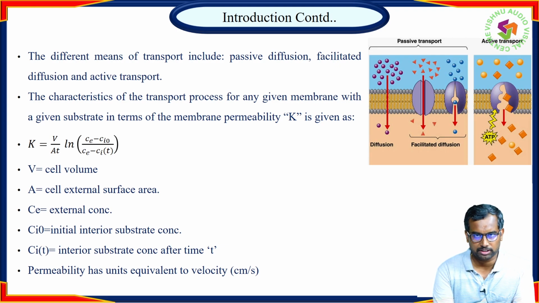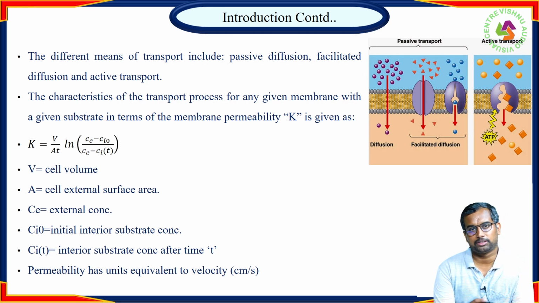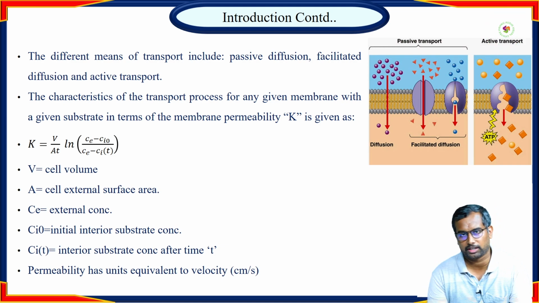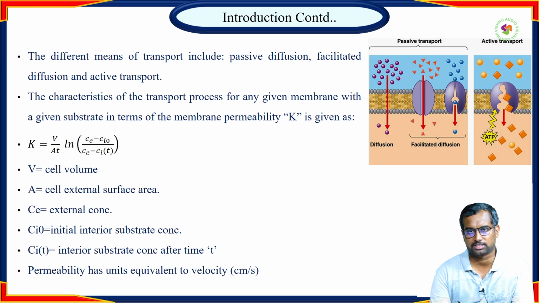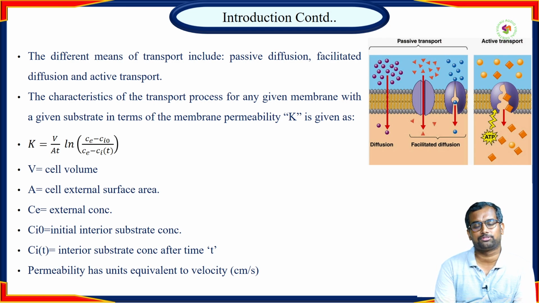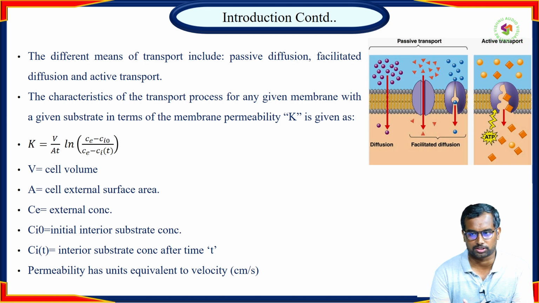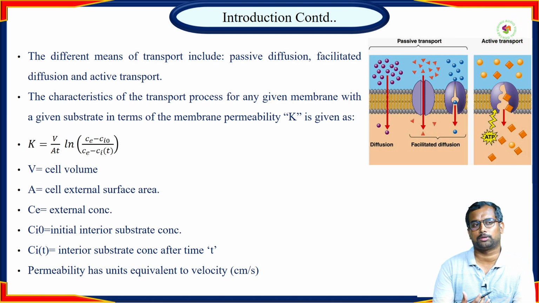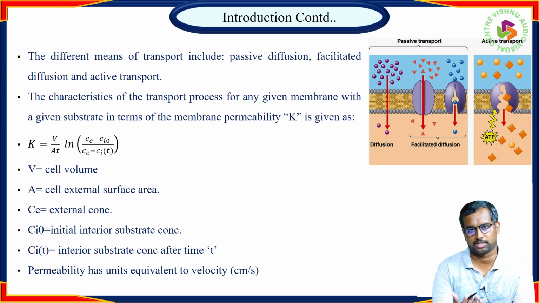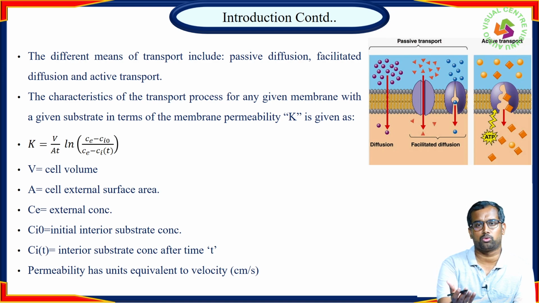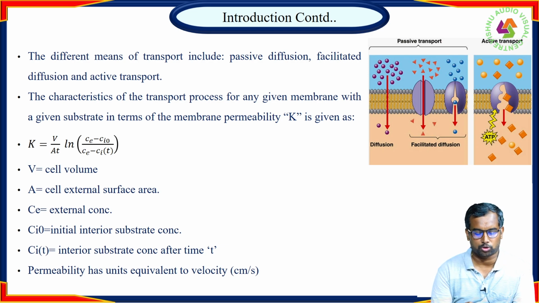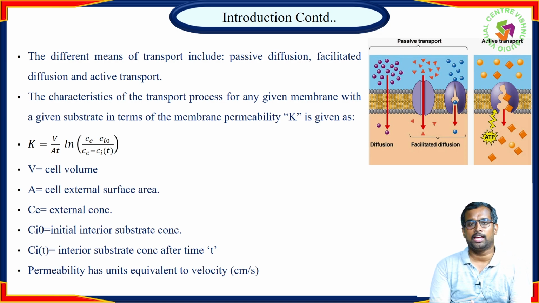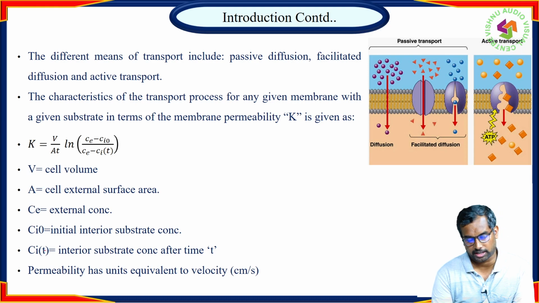Here the capital V that is being represented is the cell volume of the cell that we are talking about. A is the cell's external surface area, the surface area where the primary material is coming in contact with the cell. Then we have Ce, which is the external cell concentration. Our assumption here is that whatever molecules are present in the solution or in the environment outside the cell, that particular material is flowing from the outside to the inside of the cell. Based on that, we take Ce as the external concentration, that is the concentration outside of the cell structure. Similarly, we have Ci0, which is the initial interior substrate concentration.